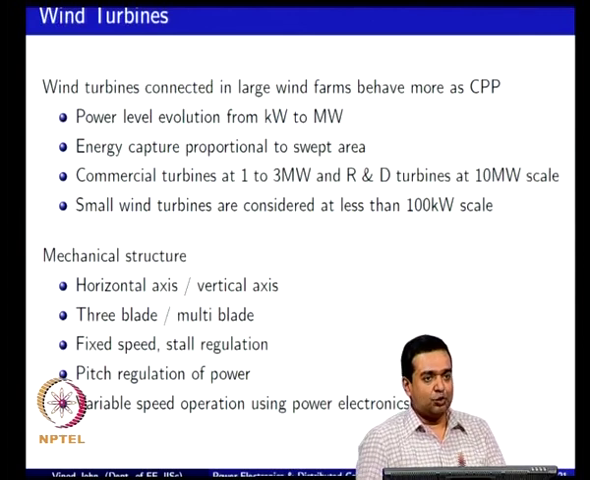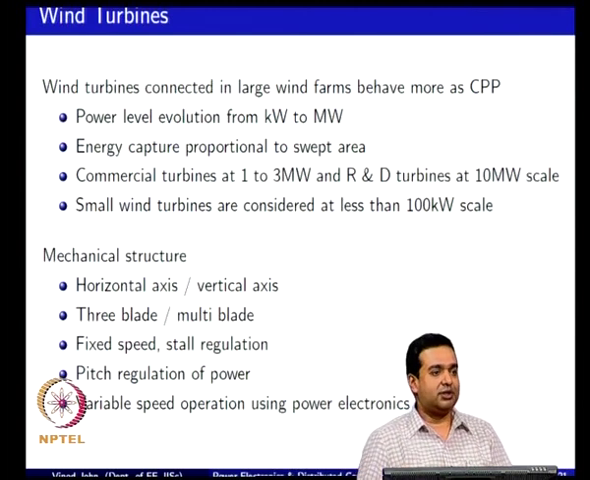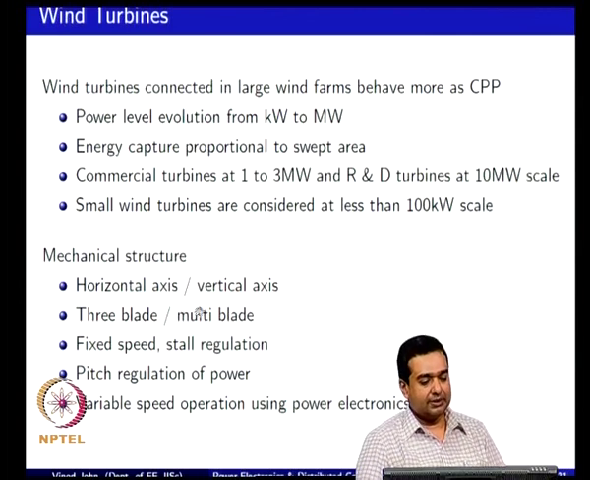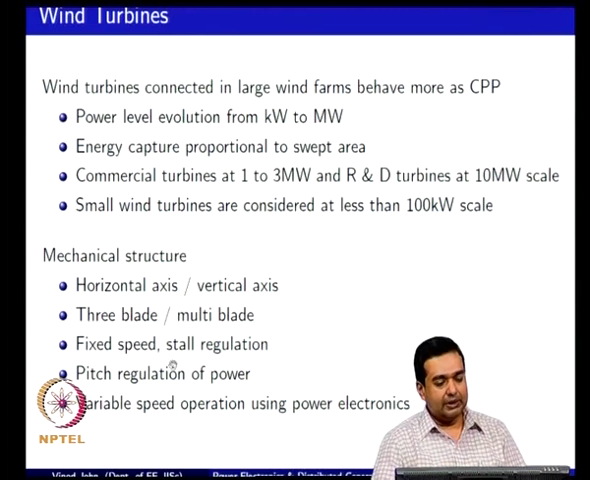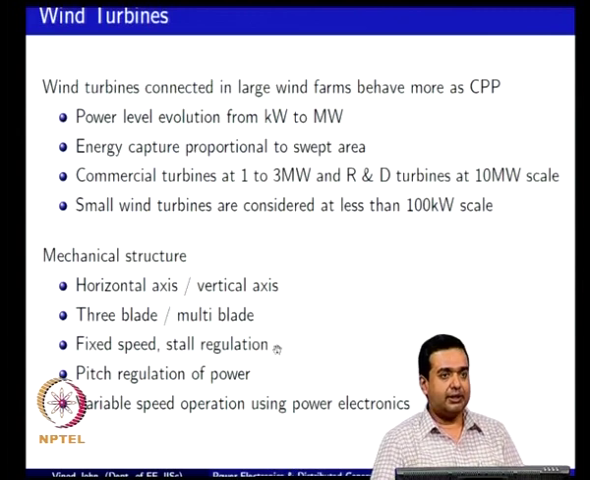If you have just 2 blades, it's easier to carry. It's just in one dimension. Single blade, again reducing components. So people have looked at a variety of blade configurations. In terms of operation, the earlier turbines used to be fixed speed, stall regulated.